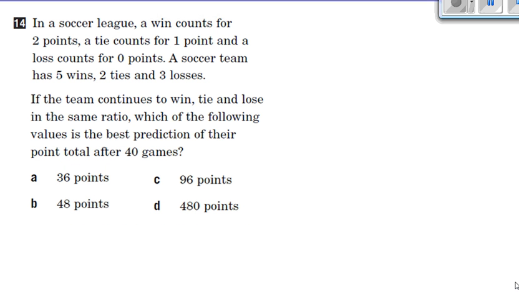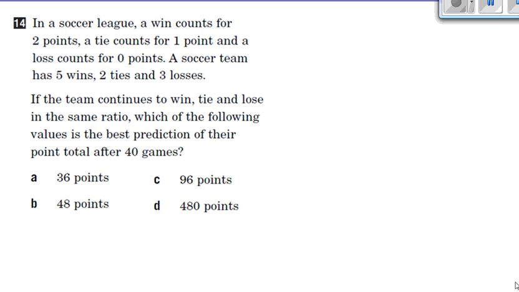In a soccer league, a win counts for 2 points, a tie for 1 point, and a loss counts for 0 points. A soccer team has 5 wins, 2 ties, and 3 losses. If the team continues to win, tie, and lose in the same ratio, which of the following values is the best prediction of their point total after 40 games?